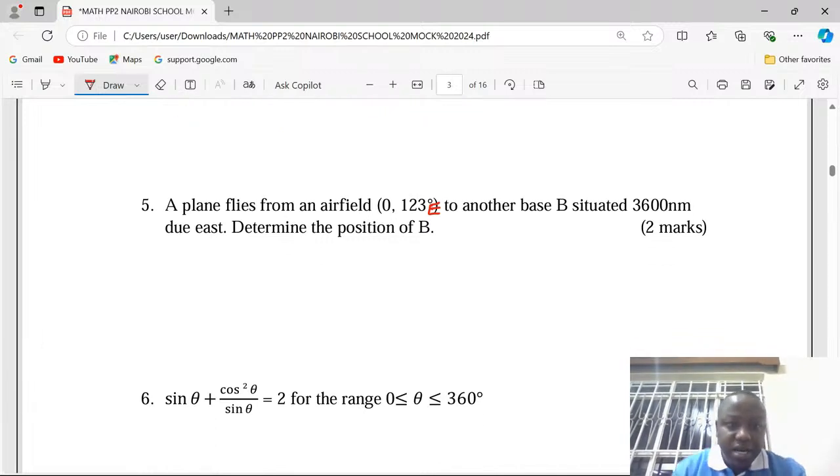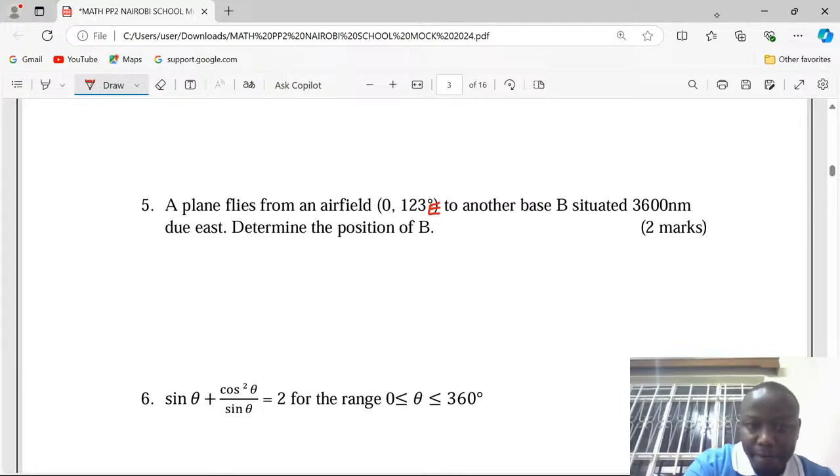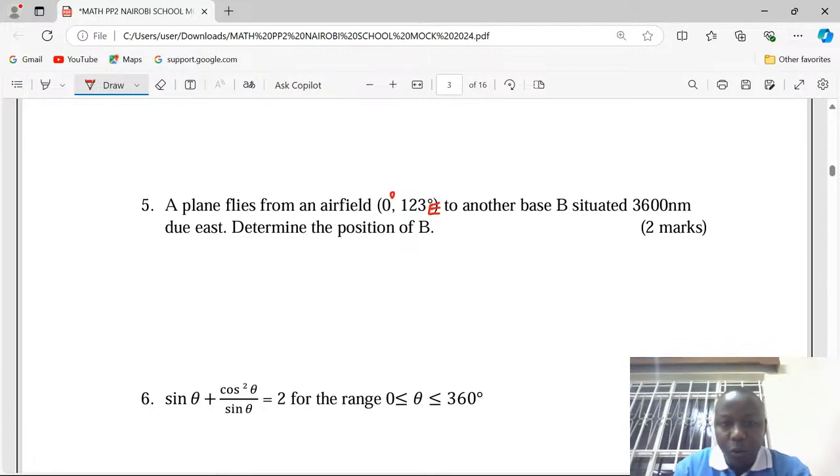A plane flies from an airfield at latitude 0 degrees. Of course, that is the equator. Longitude 123 degrees east, to another base B situated 3600 nautical miles due east. Determine the position of B for 2 marks.